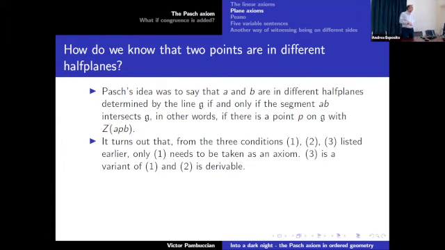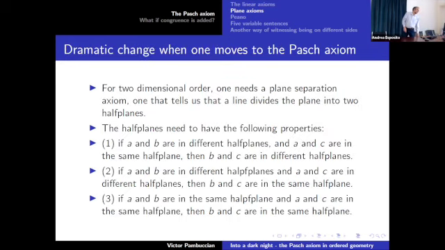Now, from the 3 conditions, 1 to 3, listed earlier, you need only 1 to be taken as an axiom. 3 itself is a variant of 1, and 2 is derivable. So let's see who 1 was. So you need to say only this, that if A and B are in different half-planes, and A and C are in the same half-plane, then B and C are in different half-planes.